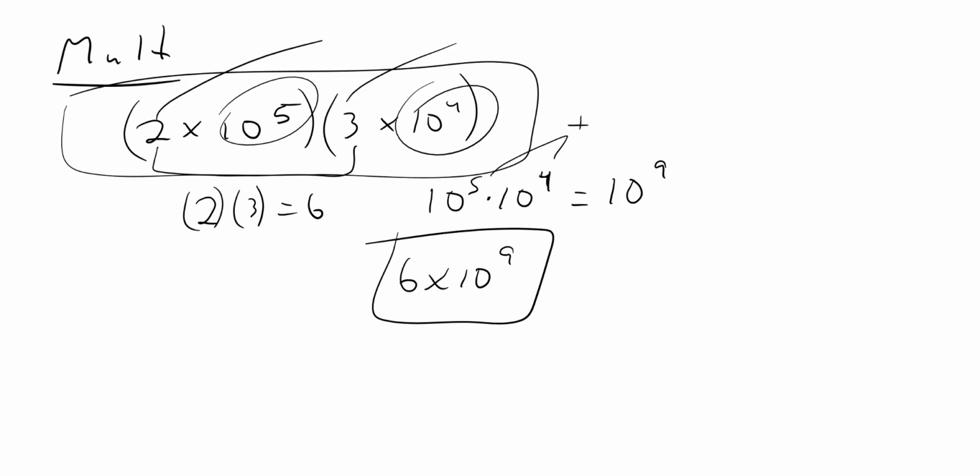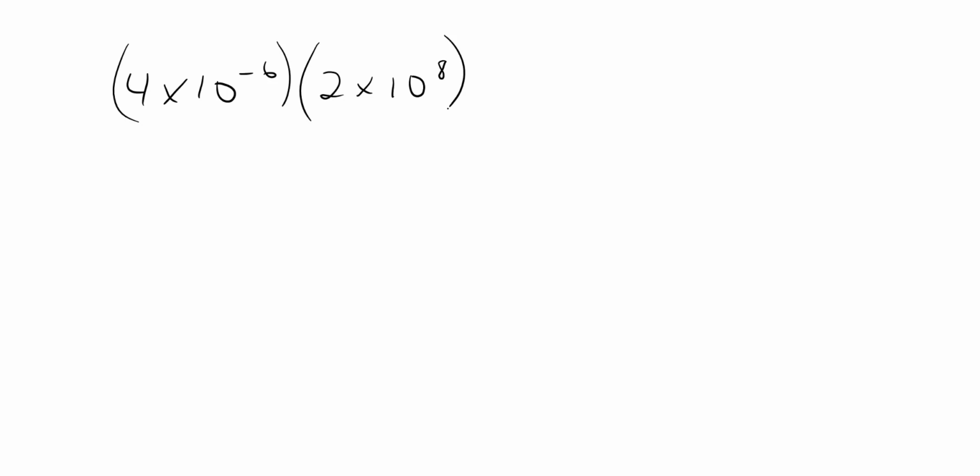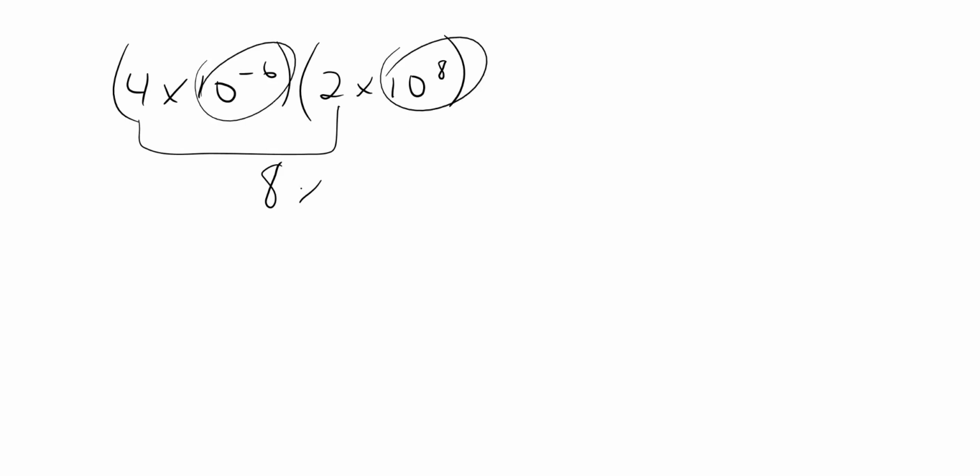Okay? Right, let's try another one here. Before we get into a trickier one, let's do this one. So 4 times 10 to the negative 6th and 2 times 10 to the 8th. All right, so again, 4 times 2 is 8, and I multiply those together, so I'm really adding the exponents, so it's 8 times 10 to the 2nd power. Negative 6 plus 8, put it in your calculator, I don't care. And so we got 8 times 10 to the 2nd power. Not bad.